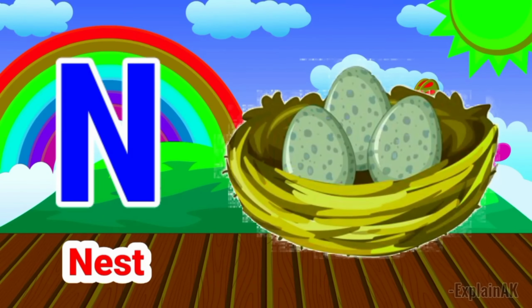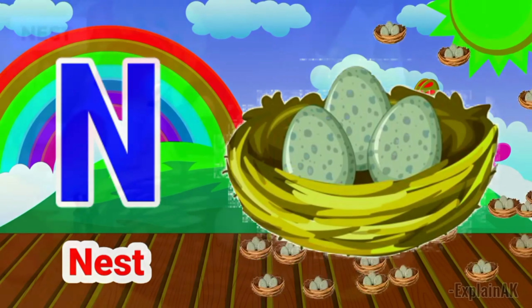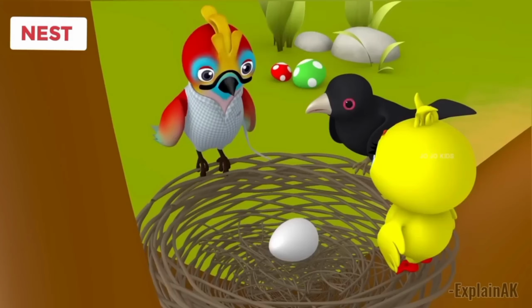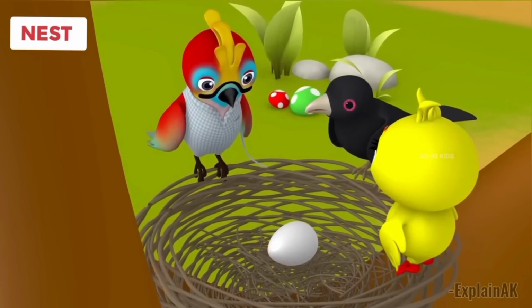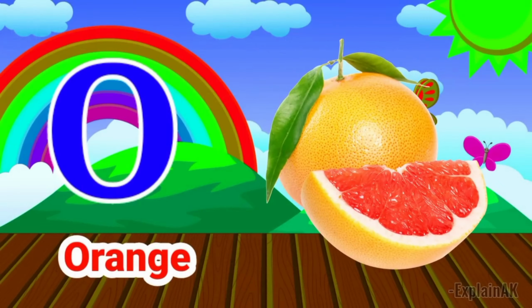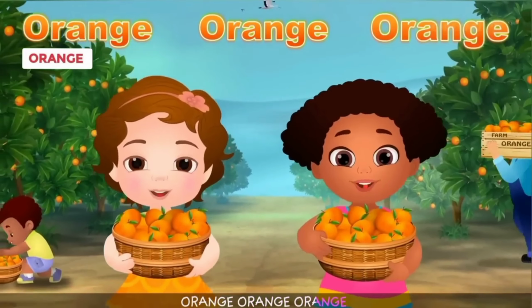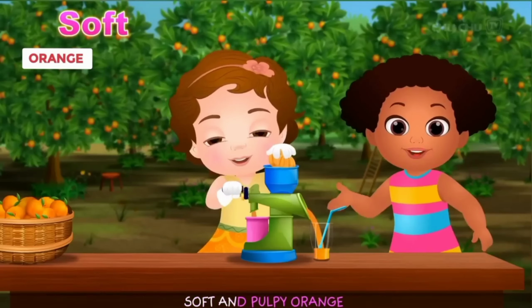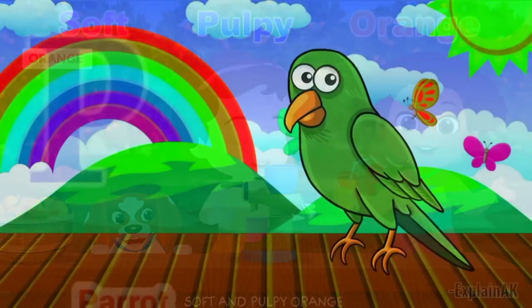N for nest. O for orange. Orange, orange, orange. Soft and poppy orange.